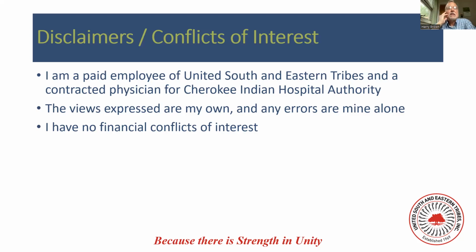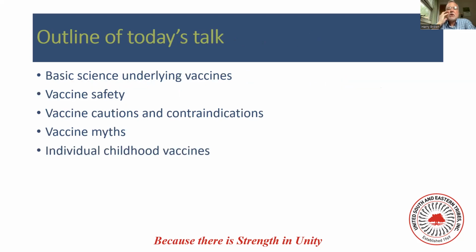Next slide, please. So the outline of today's talk, I'm going to just talk about some of the basic science that underlies vaccine technology. I'm going to spend some time on vaccine safety, cautions and contraindications, a little bit of time about vaccine myths, and then we'll go over the individual childhood vaccines. This is only about childhood immunization. So adolescent immunization was a little too long to add to this. So we'll do that at another time. If you'll go to the next slide.